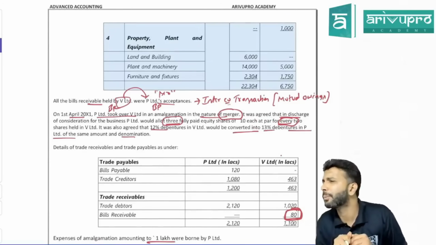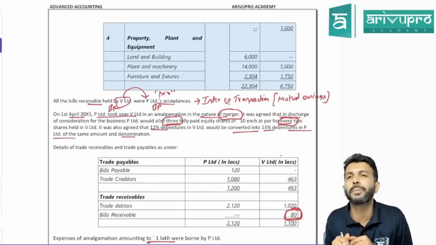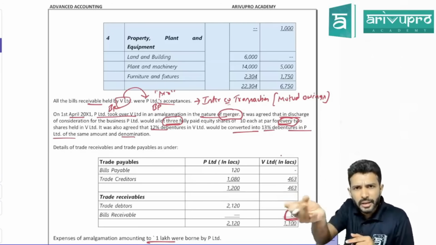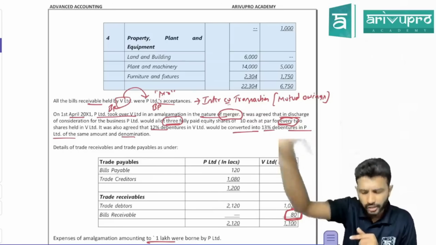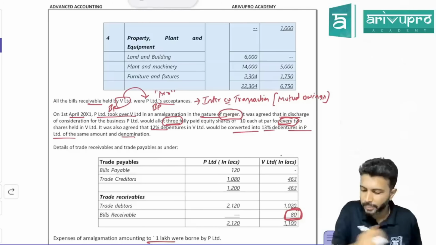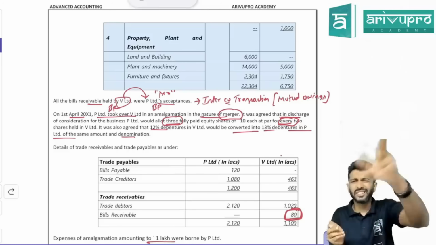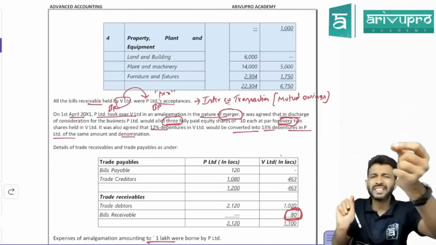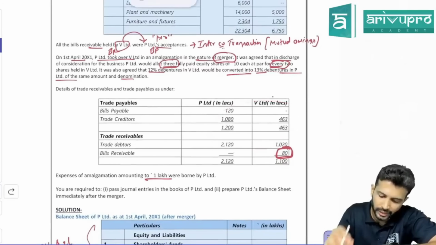What is happening to the selling company? It will be shut down. So what will the debenture holders of the selling company say? Either give me my money back or give me the new company's debentures. That is what is happening over here. 12% debentures in V Limited, that is selling company, is converted into 13% debentures of P Limited of the same denomination. Just a barter system. Old one will get cancelled and new one will have to be issued. Okay. Trade payable, trade receivable breakup they have given.